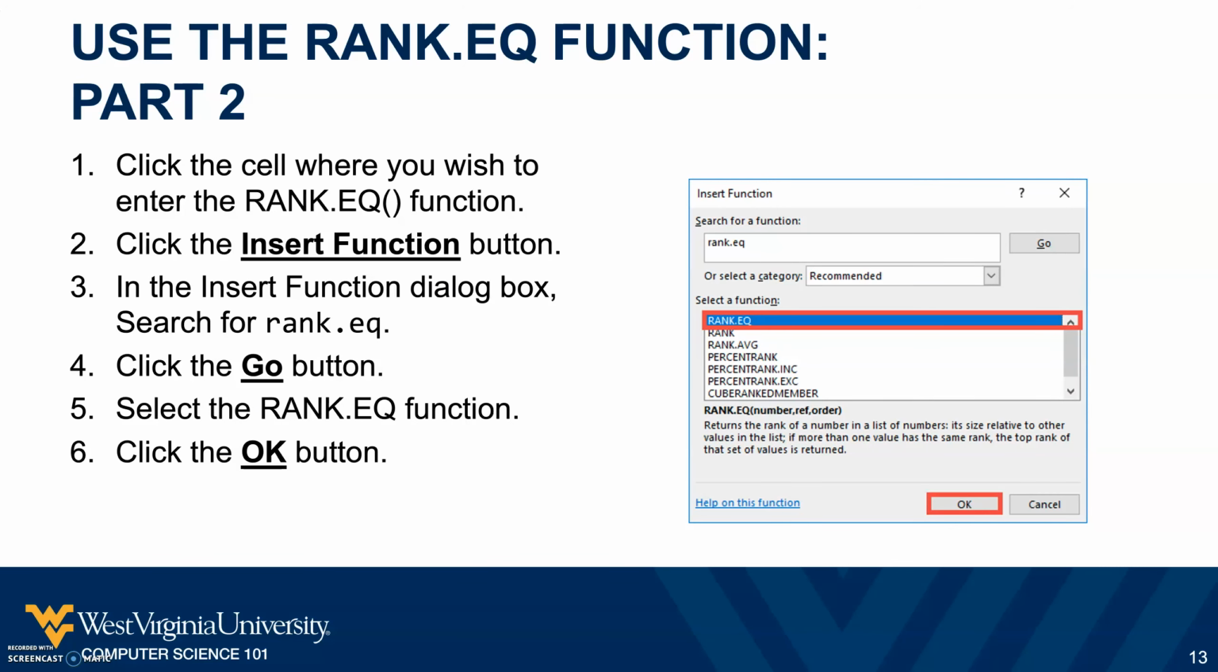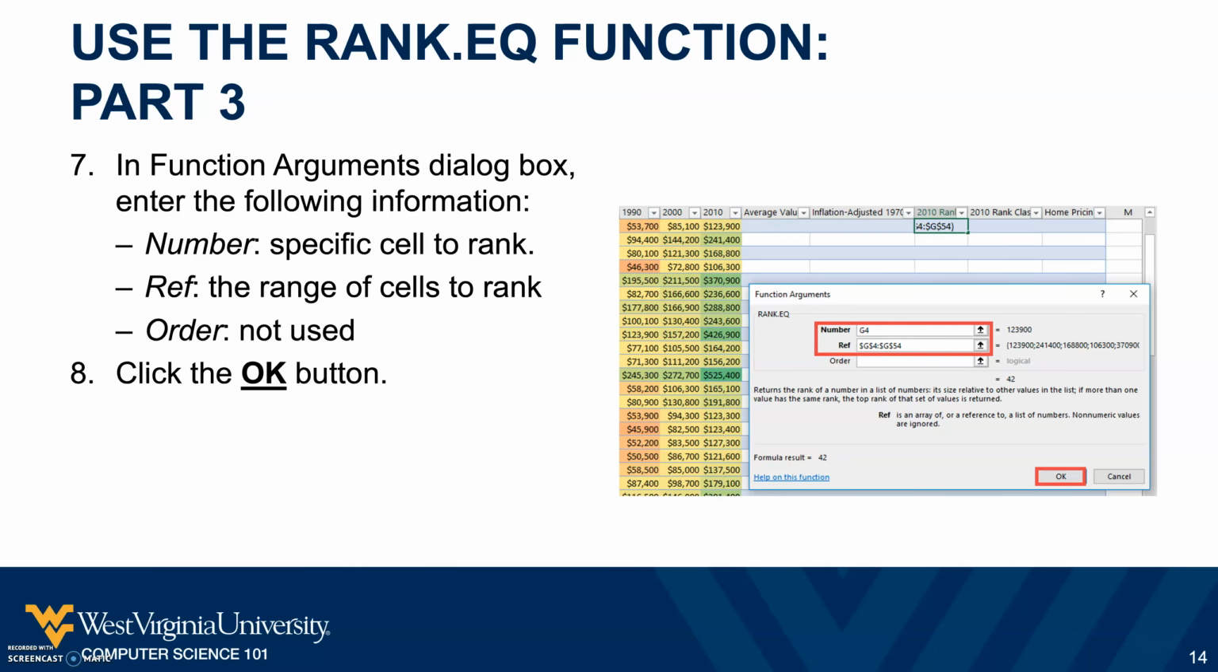So to make RANK.EQ work, you would click the cell that you want to put the result in. Pick insert function. You really want to use insert function here. Find RANK.EQ and hit OK. Then, like I said before, you tell it the number you want to rank, and then you tell it, including that number, the range that you want to rank it against.